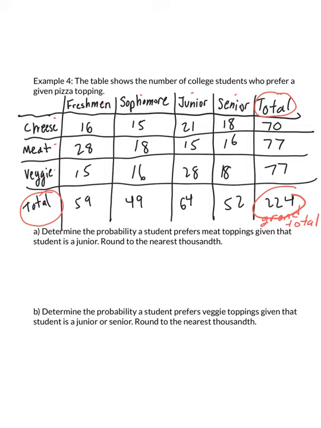Part A, determine the probability a student prefers meat toppings given that student is a junior, round to the nearest thousandth. The key phrase that tells me the formula to use is "given that." So going in the same order as the sentence, we want the probability the student prefers meat toppings. So I'll write meat, given that, one vertical bar, the student is a junior.